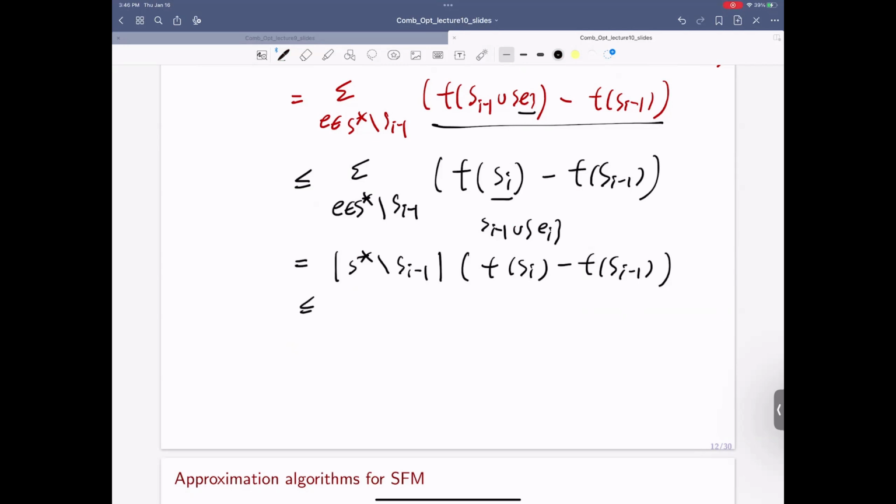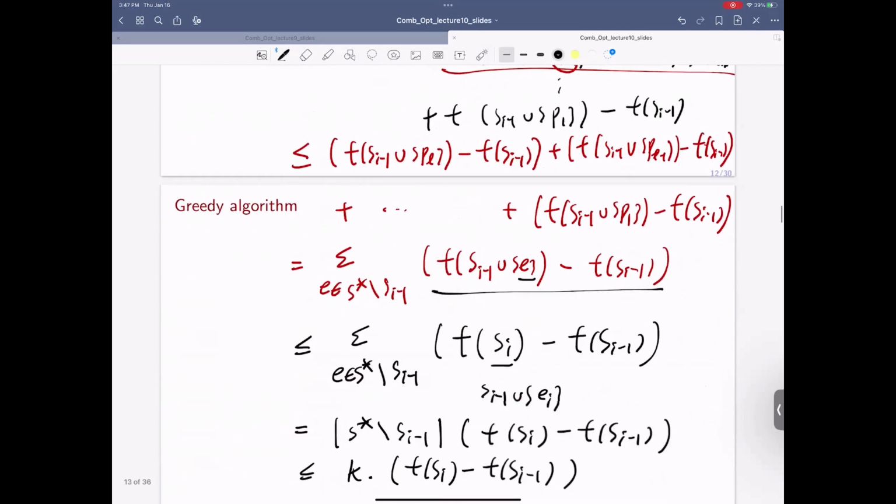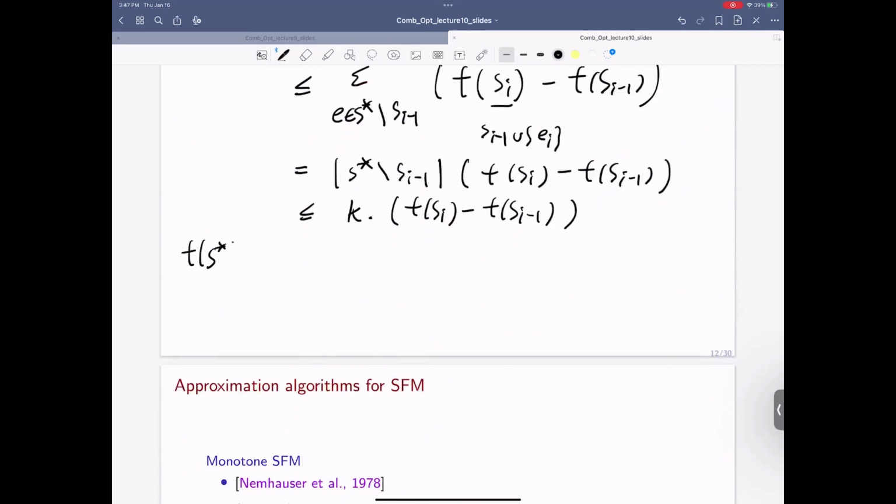This is at most k times f of S_i minus f of S_{i-1}, because S star can take at most k elements. So what we proved is the following: f of S star minus f of S_{i-1} is at most k times f of S_i minus f of S_{i-1}.